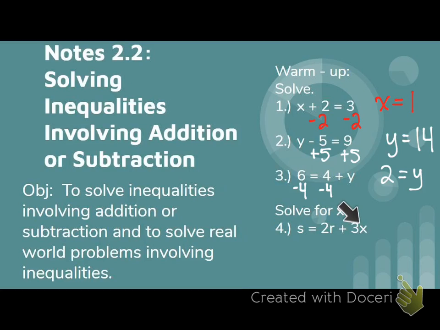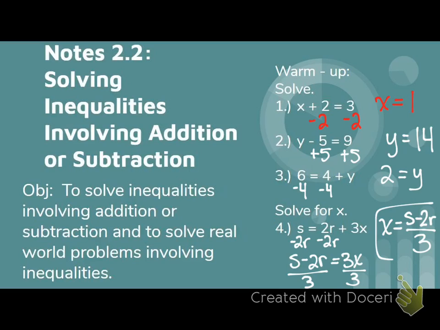Good. We need to move things away from the x. So the first thing we need to move is the 2r. It is positive, so to move it, we subtract it. Okay, so that leaves us with s minus 2r equals 3x. What's next? Good. We're multiplying x by 3, so to undo that, we divide by 3. And for our answer, we get x equals s minus 2r all divided by 3. Questions on our warm-ups?